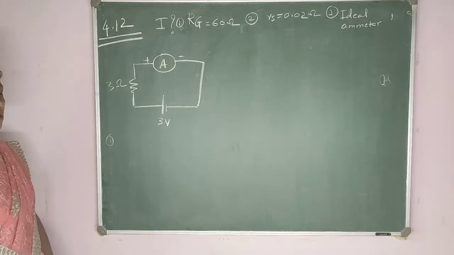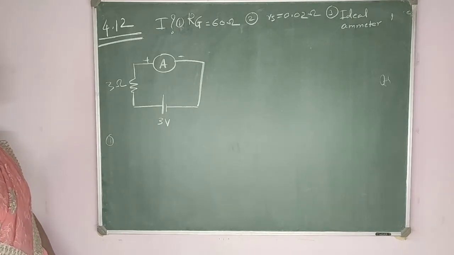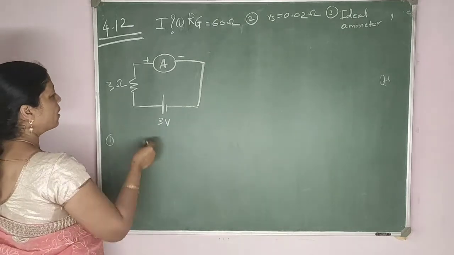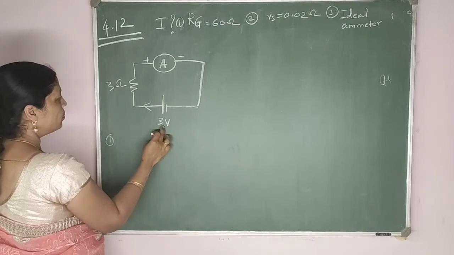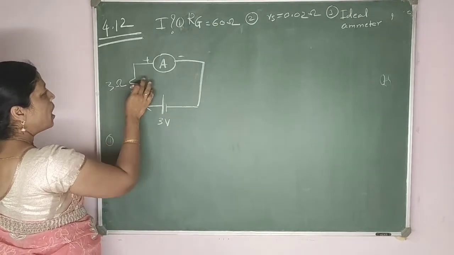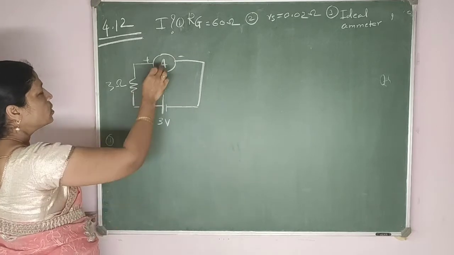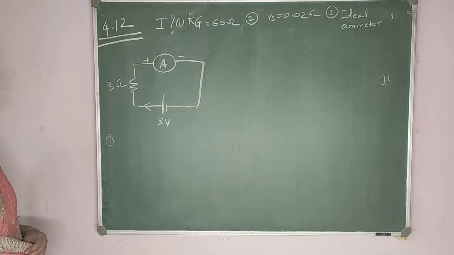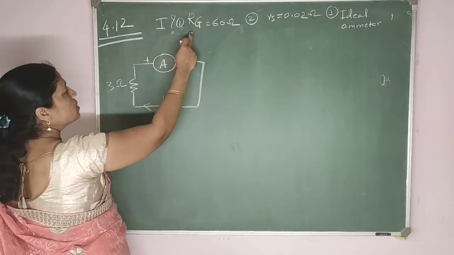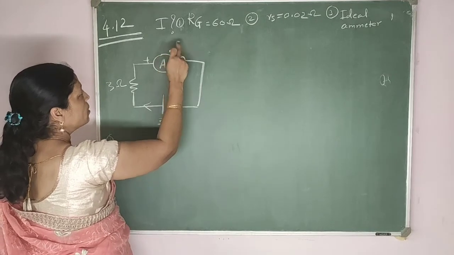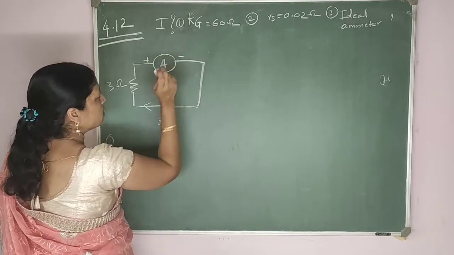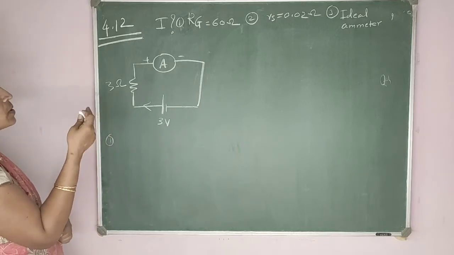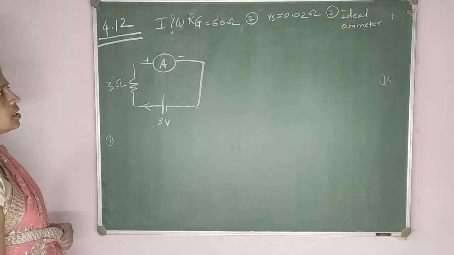Now we are discussing example 4.12 of the NCERT book. In the NCERT book, they have given this circuit diagram in which we have a battery of 3 volt, a resistance of 3 ohm, and an ammeter connected. The question is to find the value of current if, in the first case, the ammeter is replaced by a galvanometer having resistance 60 ohm.